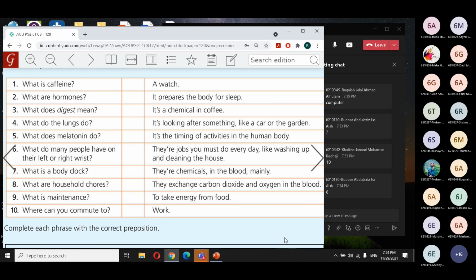Okay, I thought it was "watching". What do many people have on their left or right wrist? I said a watch. Okay, a watch.